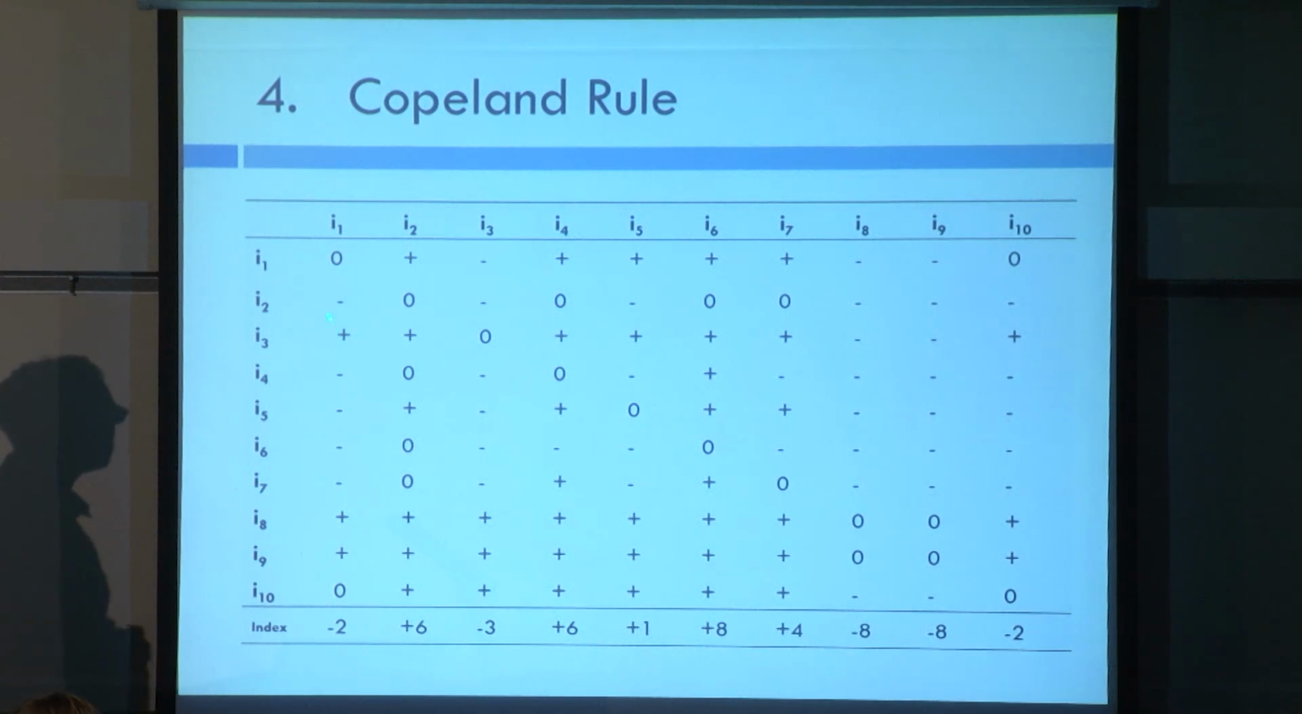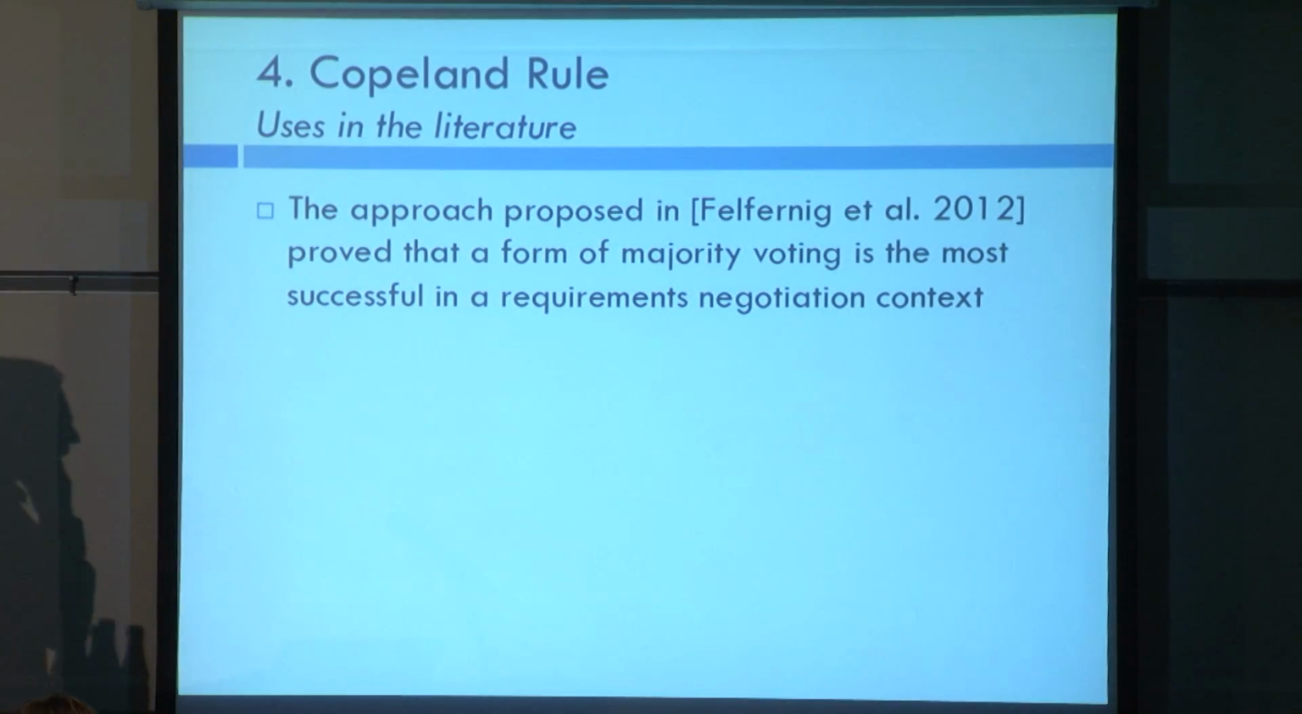What we do next is to basically sum this score, and of course we can obtain a ranking of the items for the group. So in this case, you can see that item I6 would be preferred by the group by a large extent, according to this strategy. An approach that was published in 2010 proved that a form of majority voting is actually the most successful when a system has to perform a requirement negotiation.